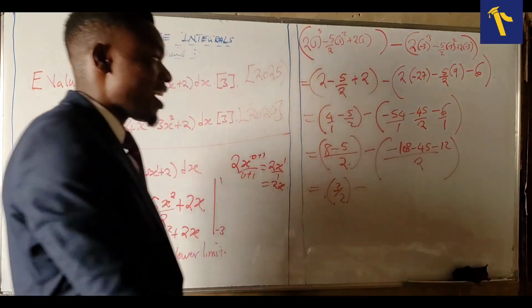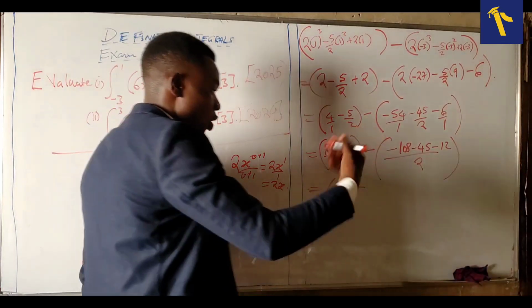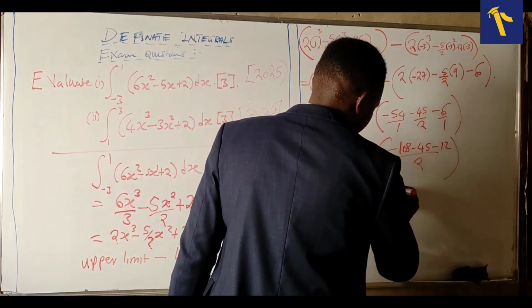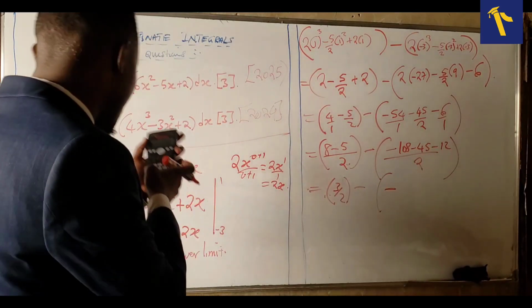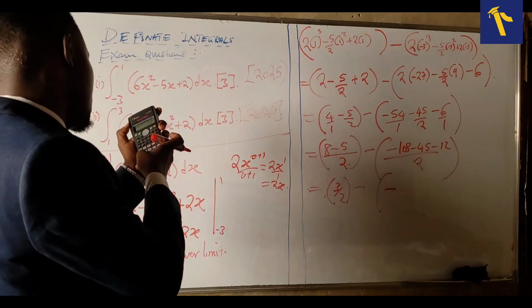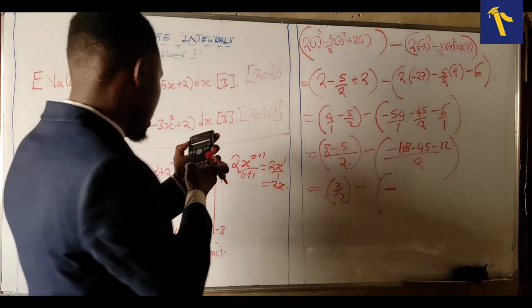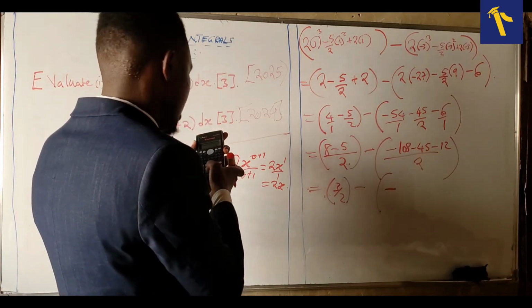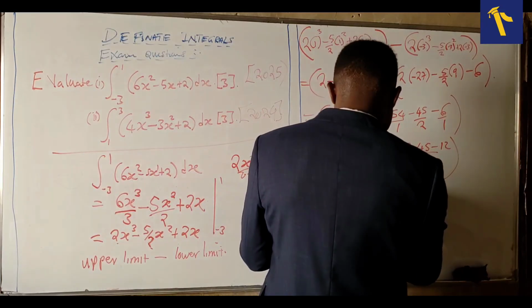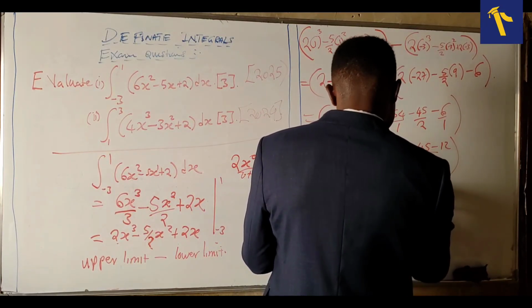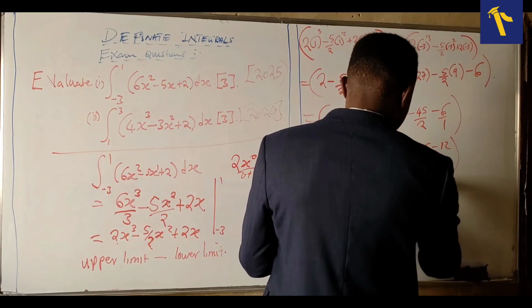So same signs, you add and maintain the sign which is common. So we are maintaining the sign which is negative. The signs are the same. What are we supposed to do? We add. So we are going to say 108 plus 45 plus 12, like that. What are we going to get? We are getting 165 out of 2.